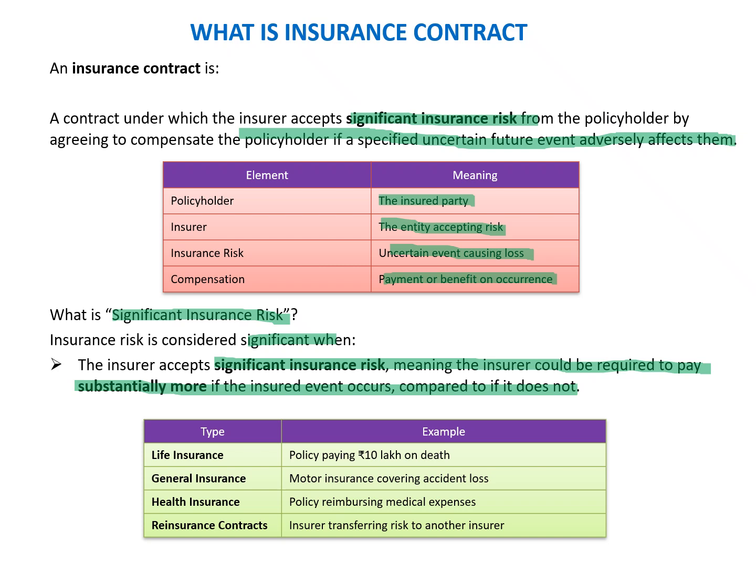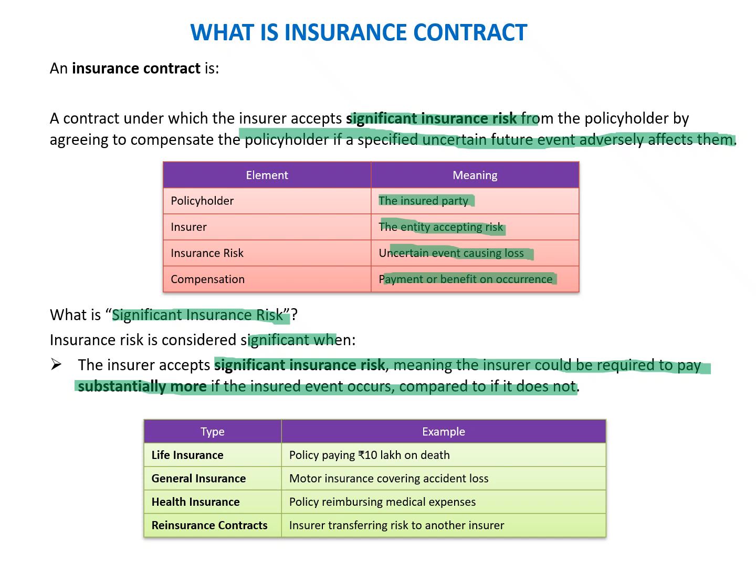We have shown it through an example here. Life insurance is like a policy paying 10 lakh on death; general insurance, motor insurance covering accident loss; health insurance, a policy reimbursing medical expenses; and reinsurance contracts, the insurer transferring the risk to another insurer. In all these cases, the risk is much more than the amount paid by the insured as a premium to the insurer.